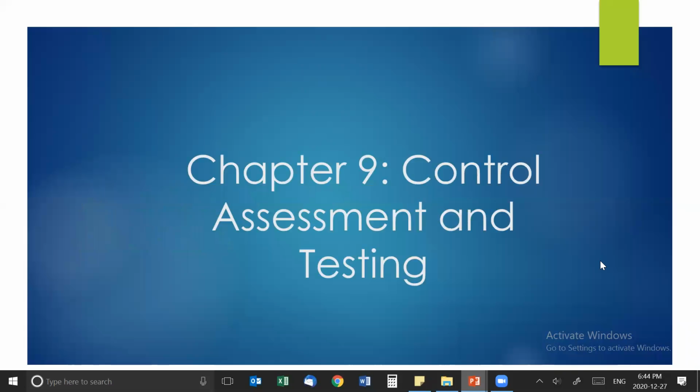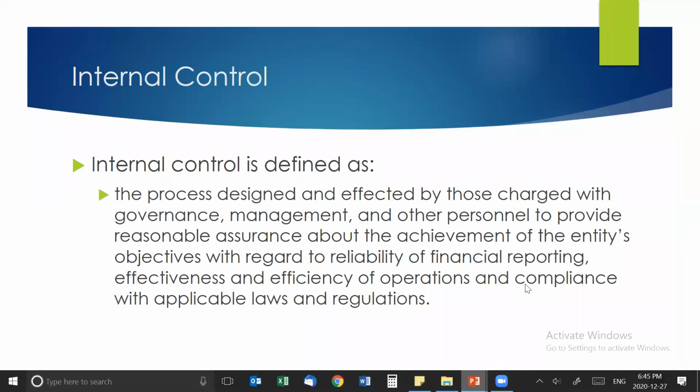Chapter 9 is looking at the control assessment and testing. Internal controls were introduced in Chapter 7, and Chapter 9 goes through more of what exactly the auditor's responsibilities are around internal controls. And if we wanted to test internal controls, how do we go about doing that?